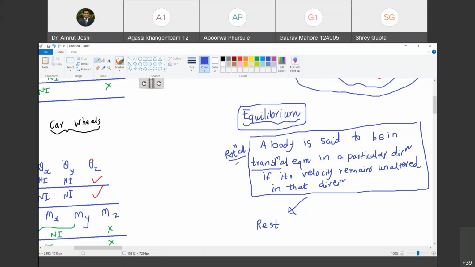Now, how many independent translations can we have at a point? x, y, and z. Do you agree? Yes, sir. How many independent rotations? Theta x, theta y, and theta z. Okay. So when do you say the body is in absolute equilibrium? When it is either at rest or exhibiting a uniform velocity of translation or rotation about all the three axes. Happy? Yes, sir. Then we will say the body is in absolute equilibrium.